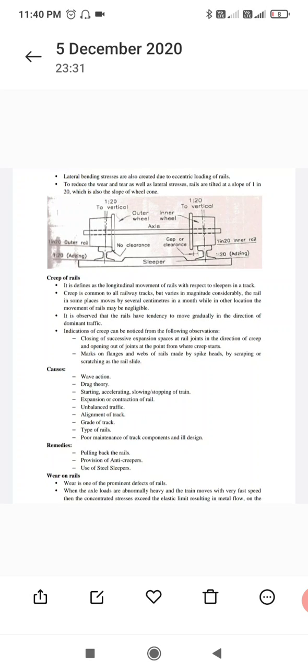Causes: wave action, drag theory, starting and accelerating, slowing and stopping of trains, expansion or contraction of rails, unbalanced traffic, alignment of track, grade of track, type of rails, poor maintenance of track components and ill design. Remedies: pulling back the rail, provision of anti-creepers by using steel slippers.